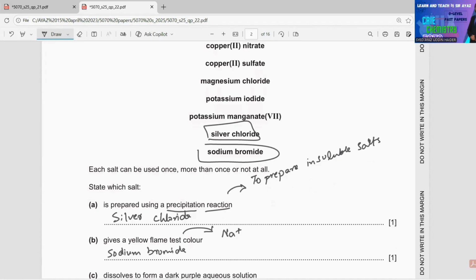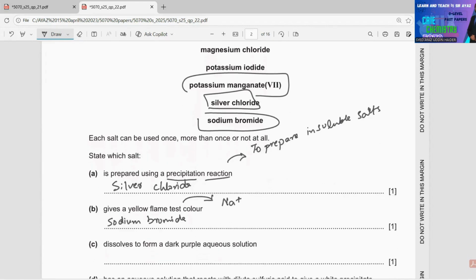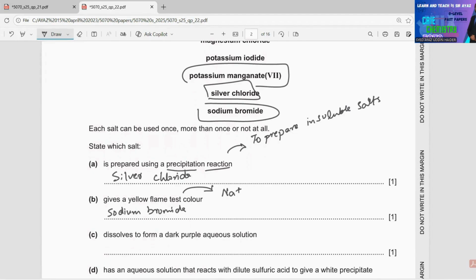Part C, dissolves to form a dark purple aqueous solution. You know that potassium manganate(VII) has purple color crystals. So it will form a dark purple solution. So we'll write potassium manganate(VII).